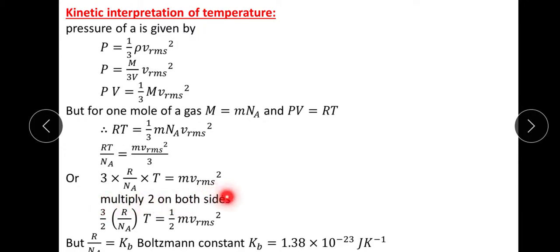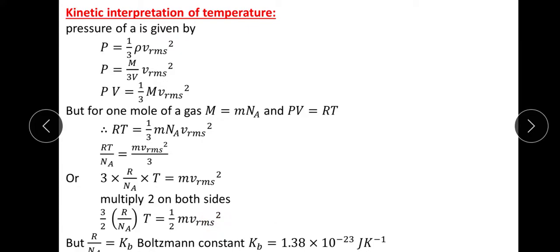Now multiply 2 on both sides. Sorry, this is actually 1 by 2. So you have to multiply 1 by 2 on both sides. So 3 by 2 into R by Na into T is equal to half of m Vrms square.